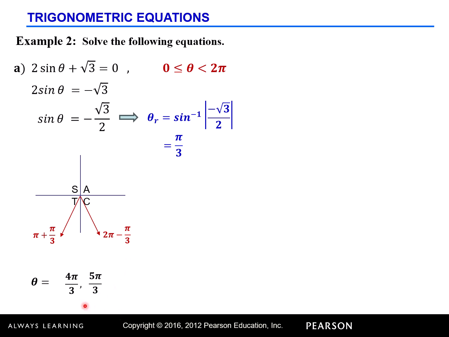So these are the two solutions because these two angles are between 0 and 2 pi. These are the only two angles in one rotation or one revolution, or 0 to 2 pi. So these are the solution set.